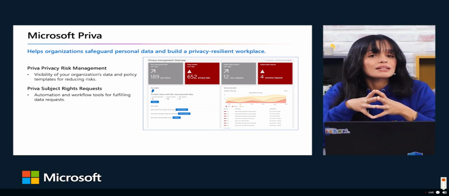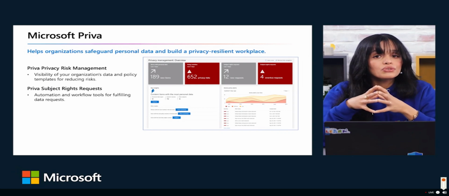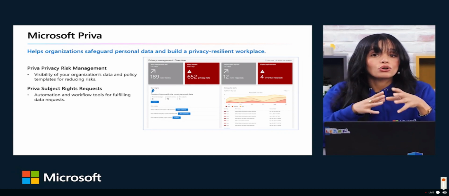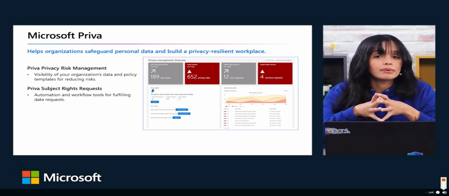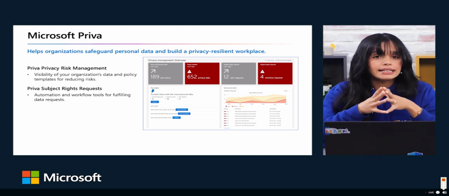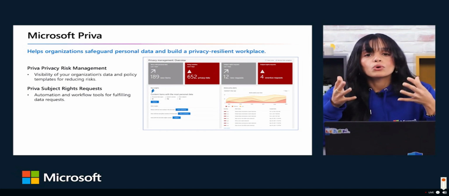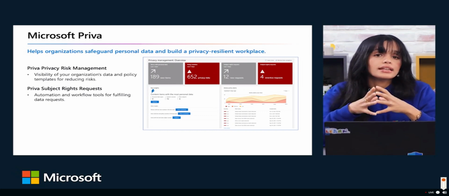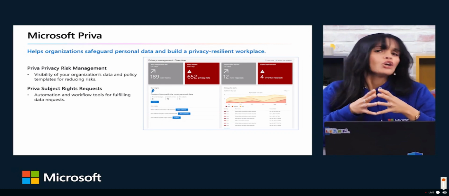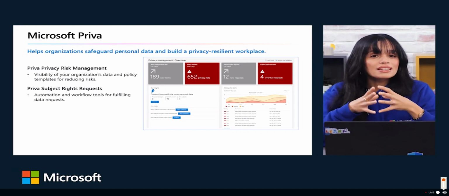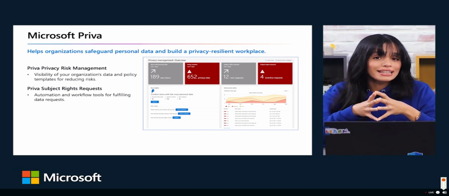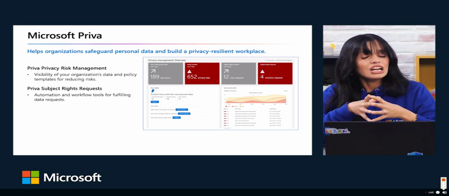Priva Privacy Risk Management also helps you reduce the privacy risk in your Microsoft 365 environment by setting up policies that detect and remediate issues such as overexposed data, cross-border transfers, or unused data. You can easily monitor and enforce these policies across your organization and take action when needed.